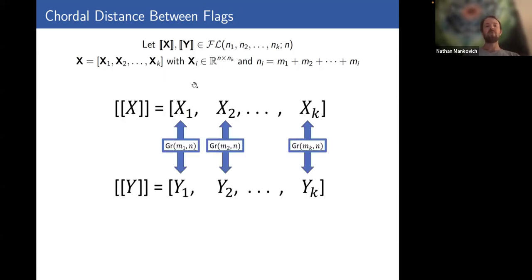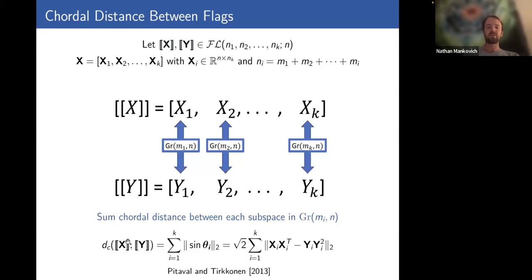And so the way we measure chordal distance between flags is we measure the chordal distance between these blocks on the Grassmannian. So that's kind of the idea. And then we add up all these chordal distances. So if we have X, it breaks down into these blocks according to the flag structure. You have Y, which breaks down into these blocks according to the flag structure. Now you measure the chordal distance between each one of these blocks on the Grassmannian, and that gives you the chordal distance between flags.